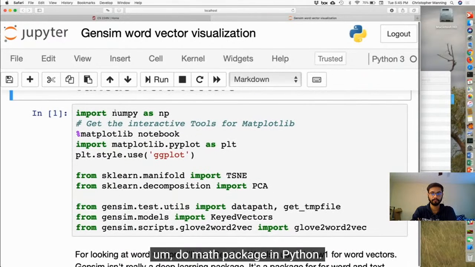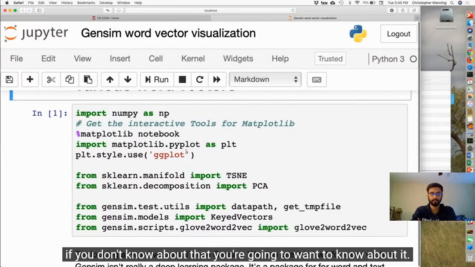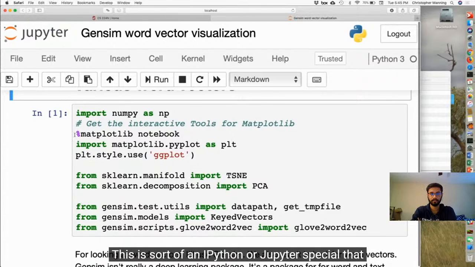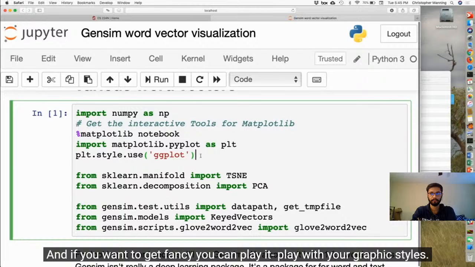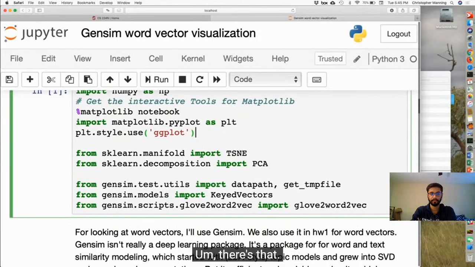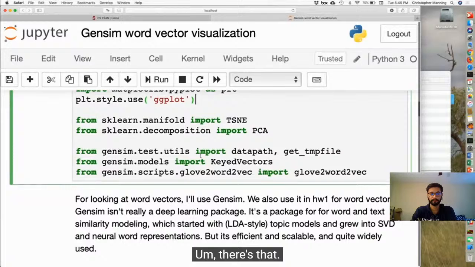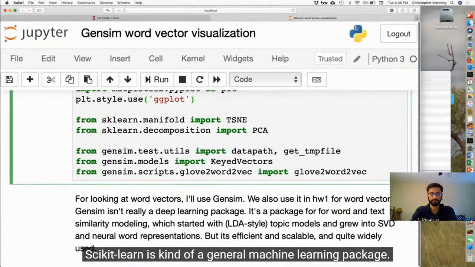NumPy is the sort of do-math package in Python. You'll want to know about that if you don't know about it. Matplotlib is one of the most basic graphing packages. If you don't know about that, you're going to want to know about it. This is an IPython or Jupyter special that lets you have an interactive matplotlib inside. And if you want to get fancy, you can play with your graphics styles. So there's that. Scikit-learn is a general machine learning package.